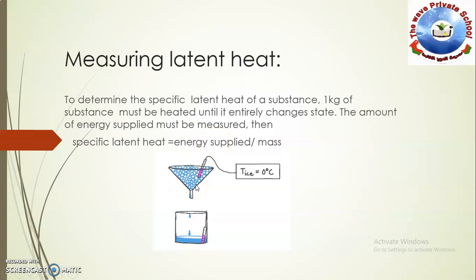For example, if you want to measure the specific latent heat, then we take a mass of ice at 0 degrees centigrade, and this ice we add into warm water, and this warm water is present in an insulated copper container. When this ice melts and changes its state from solid to liquid, then the temperature of the water is measured.